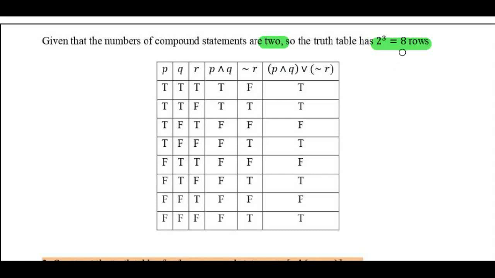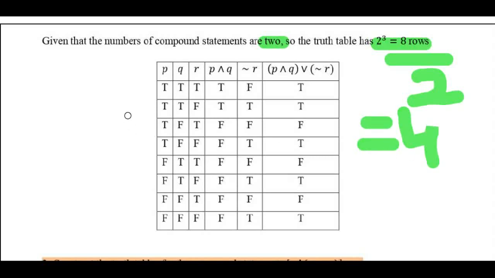As I already said, there is a shortcut idea. Here we have 8 rows. You divide by 2. What is 8 by 2? You get 4. So the first 4 rows you write true, and the remaining 4 rows you write false. Next you write Q.